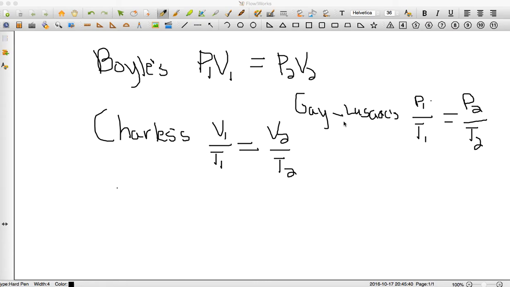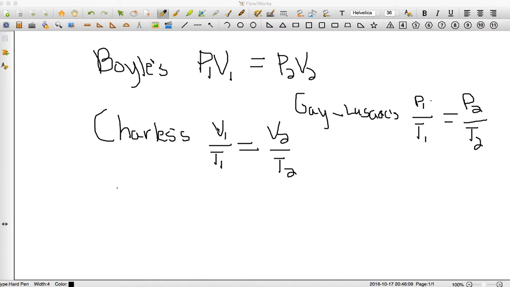And then Gay-Lussac's is the last one that we've talked about so far. The volume stays the same, so this is going to be a rigid container. So like my pop cans, a 55-gallon drum, an Erlenmeyer flask, anything that's not going to want to flex whatsoever, it's going to stay the same volume. The first pressure is going to be over T1, and it's going to equal P2 over T2, or the final pressure and final temperature.